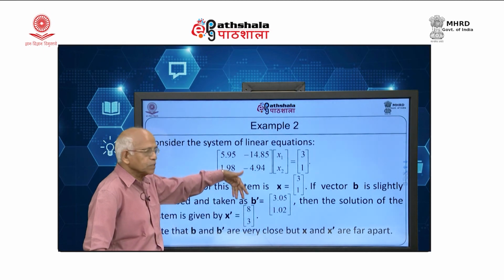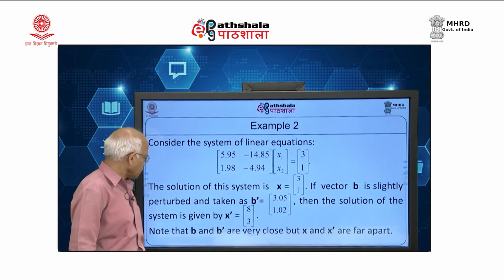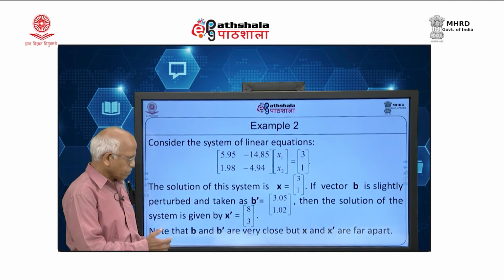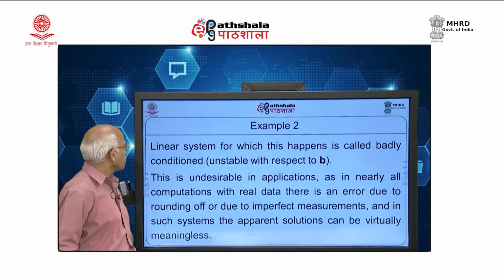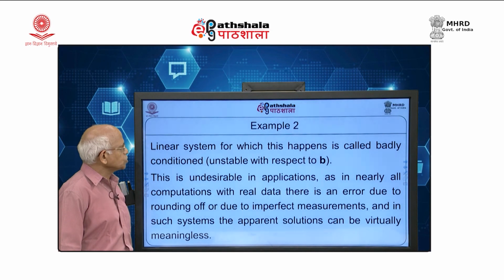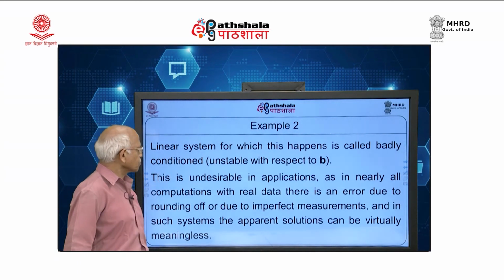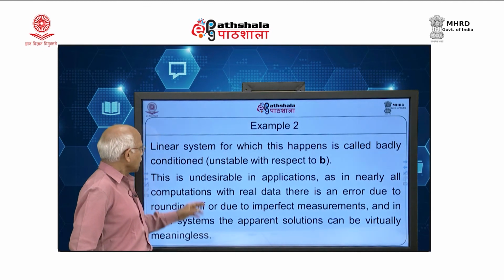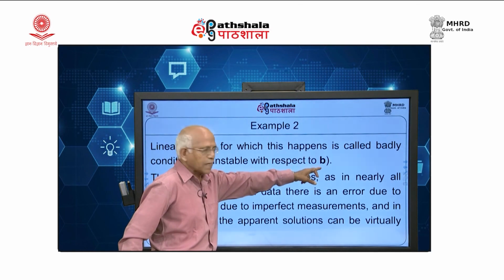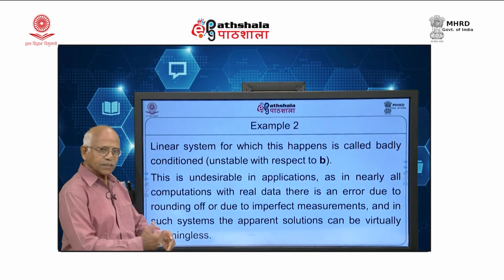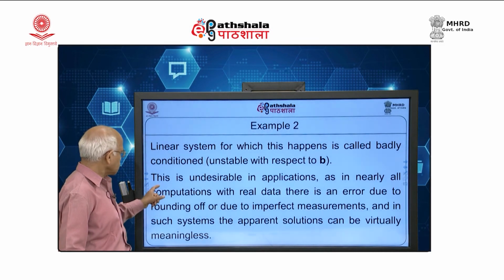Now, it is very difficult to say that when you are approximating, these two solutions are far off from each other, though the system parameters are not that far. So, linear systems for which this happens are called badly conditioned or ill conditioned systems of equations, and this is ill conditioned, unstable with respect to the right hand side vector b bar, because small changes in b bar have made the solutions far off from each other.